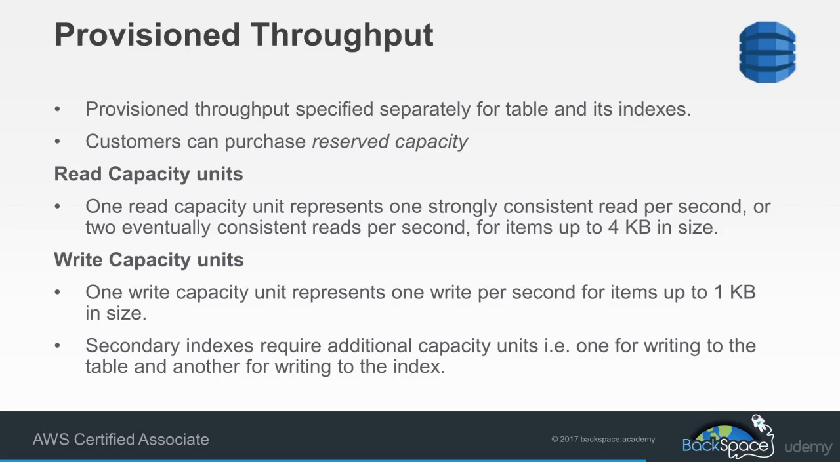One write capacity unit represents one write per second for items up to 1K in size. Secondary indexes, if you've got those, will require additional capacity units when you're writing: one for writing to the table and another one for writing to the index. So just remember that if you've got secondary indexes, you need to double the write capacity units that you'll be provisioning. You need to provision it for both the main table and for the secondary index.